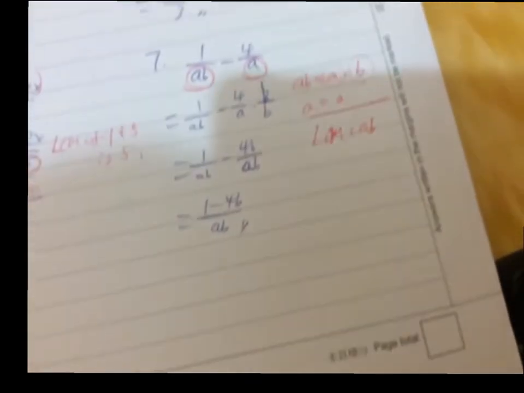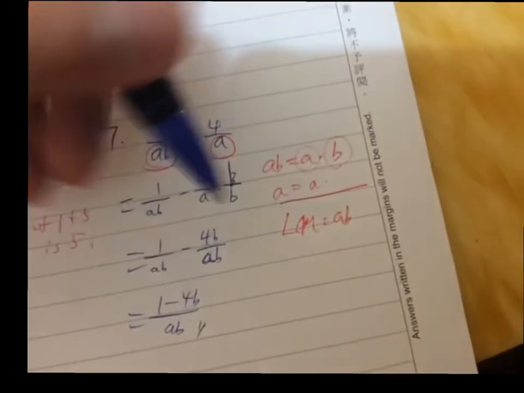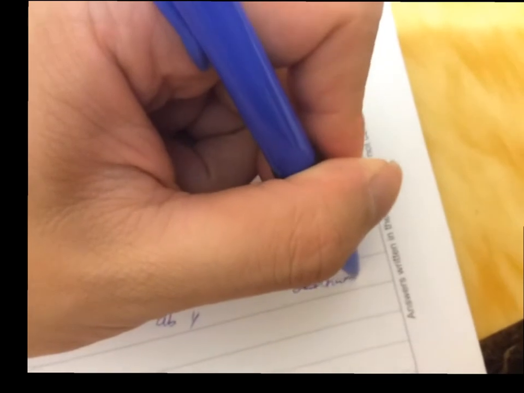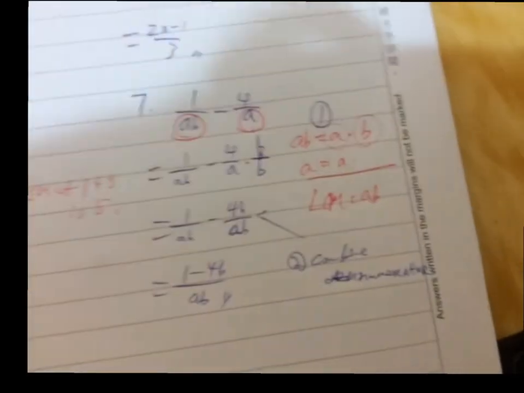Don't cancel this out. First step, LCM. Second step, combine the denominator and then the numerator. And in the first step, you see whether you can factorize it further.